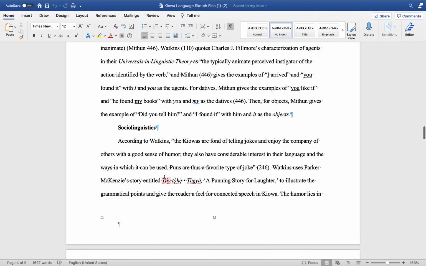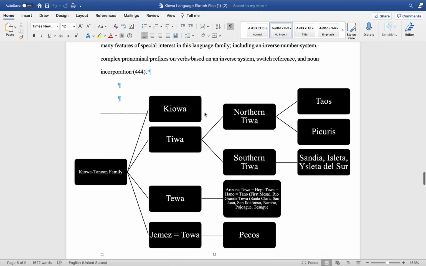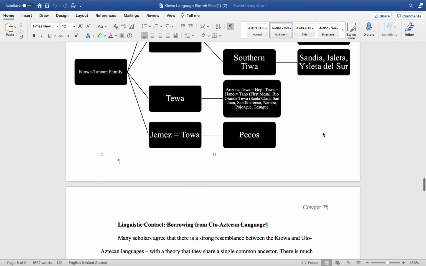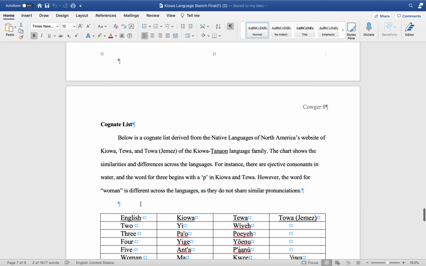And then sociolinguistics, so ways that Kiowa people use language. This person decided to write about jokes. In Kiowa, there's a lot of words that sound very similar, and so that allows you to make puns. And so they talk about different puns in the language. It goes on to talk about the language family, so what languages are related to the Kiowa language and what that looks like. Then talking about contact between Kiowa and specifically the Uto-Aztecan languages, and then some examples here.